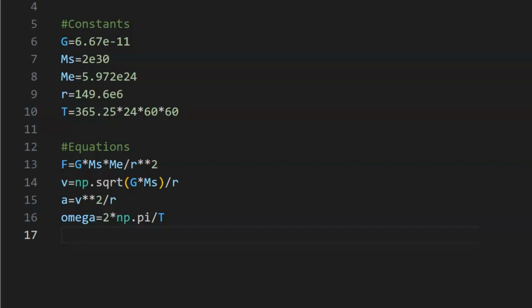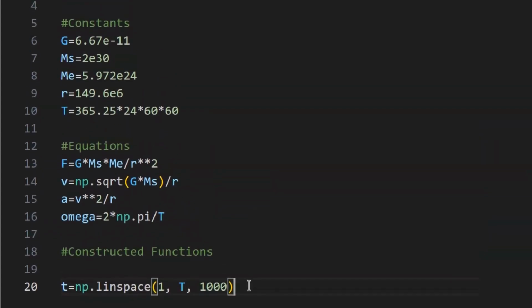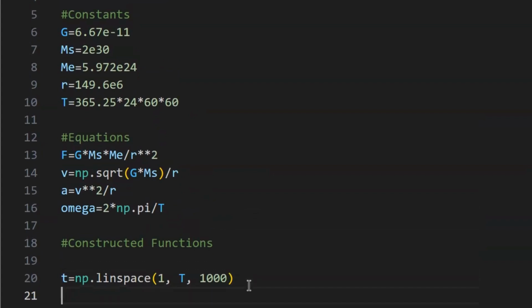Time to head to all our constructed functions. So I'm just going to create another section here. Perfect. First of all, small t, which stands for the time in seconds, which is going to tick, is equal to np.linspace(1, t, 1000). What this basically does is create 1000 equal intervals of this time, which can be run in each frame. And why 1000? Because it is a good balance of efficiency and accuracy.